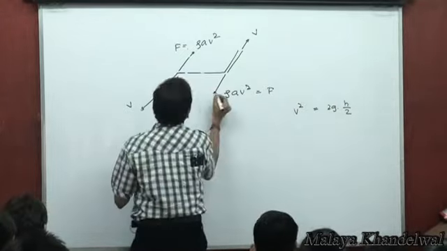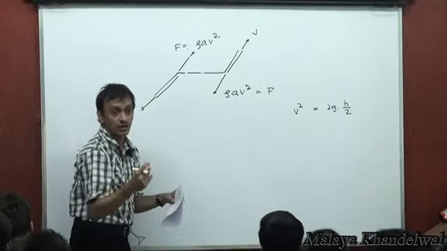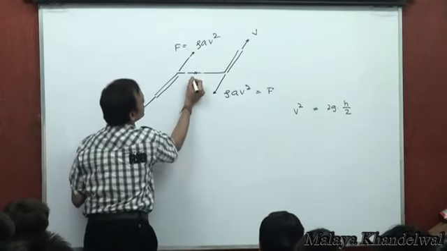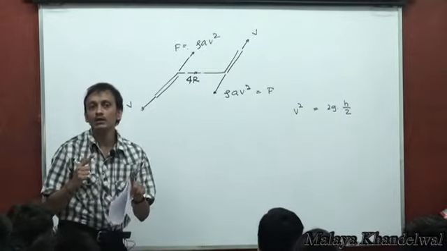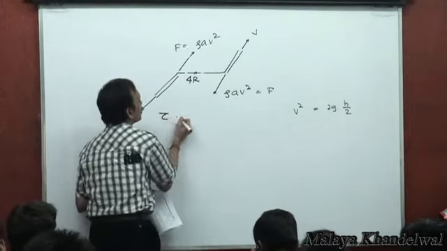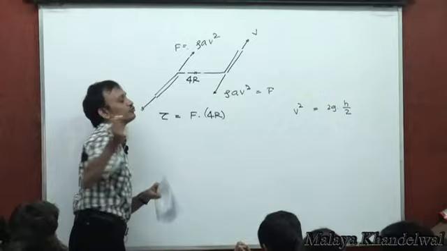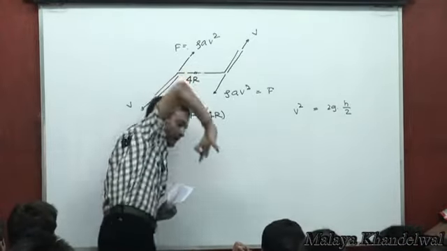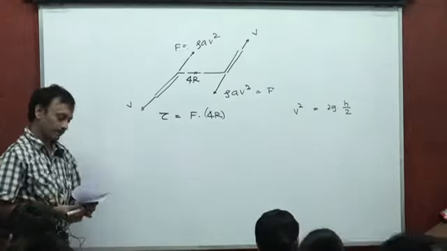Now, this force F and this force F constitute a couple. And the separation between these two forces, parallel forces of equal magnitude, is 4r. So the torque of the couple is the product of any one of the forces into the separation between them. So the required torque of the couple is F into 4r, and the sense would be this way. When you look from top, it will be clockwise, right?